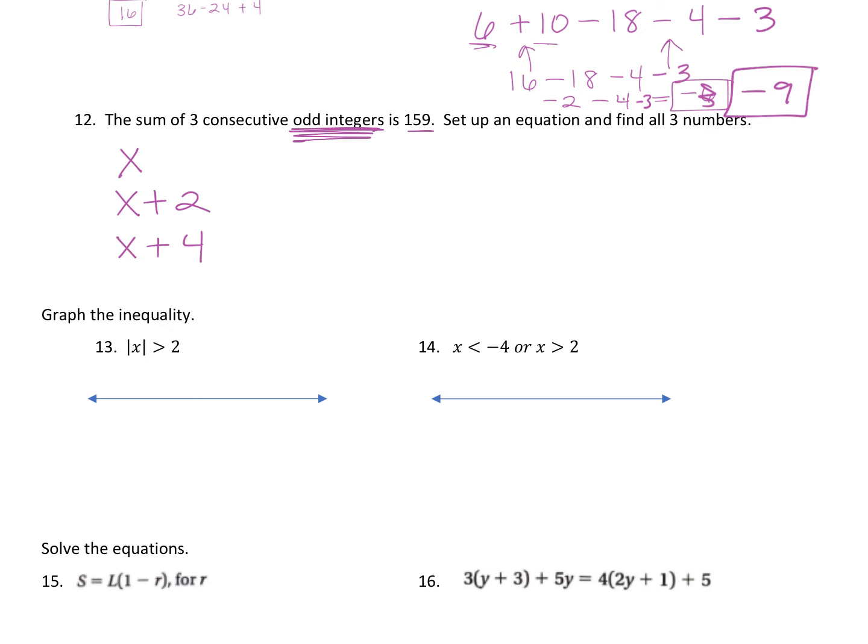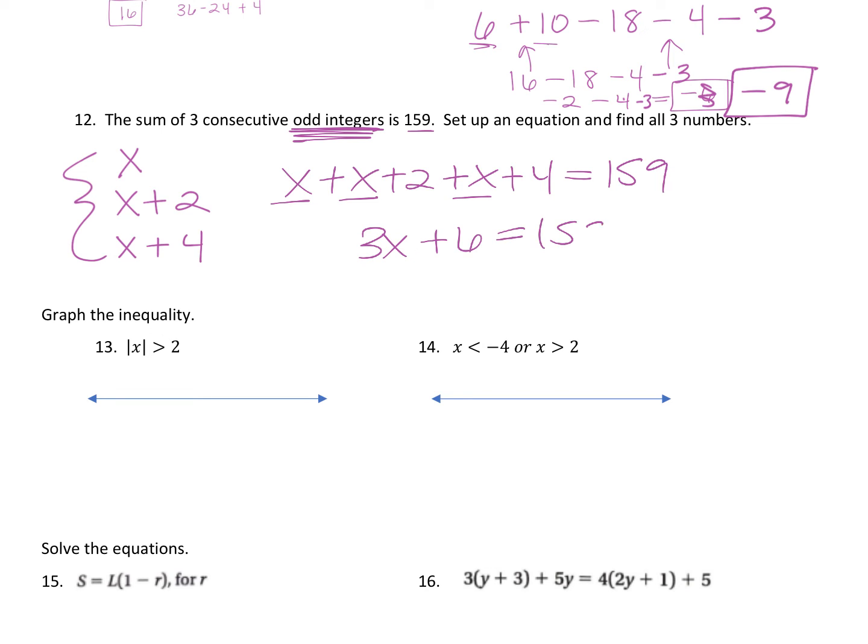I know there's even numbers there, which makes it feel a little off. But just remember, odds or evens, either one of them, these are your setup. Plus 2, plus 4, plus 6, however many you're going to, okay? So you're going to say x plus x plus 2 plus x plus 4 equals the 159. And then simplify. So 3x plus 6 equals 159.